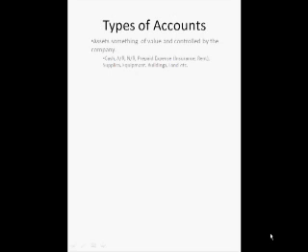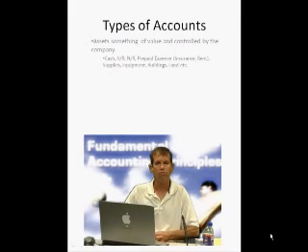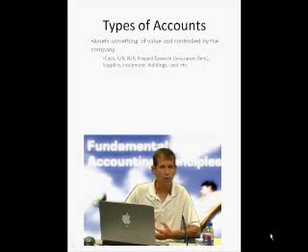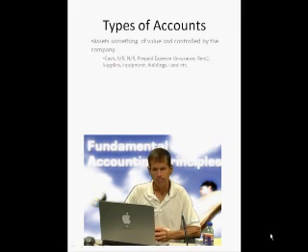So the first type of an account is an asset. An asset is defined as something of value controlled by the company. So just think of that when you're trying to determine, is this an asset or is it not an asset? Go back to the definition. Is it something of value that the company controls? Examples of assets are cash, accounts receivable, notes receivable, supplies, any type of a prepaid rent, prepaid insurance, prepaid advertising, buildings, land, equipment. You get the idea.